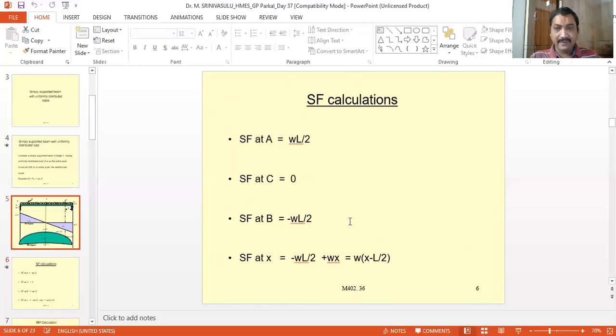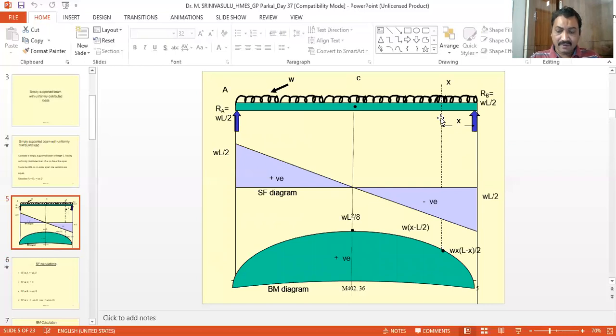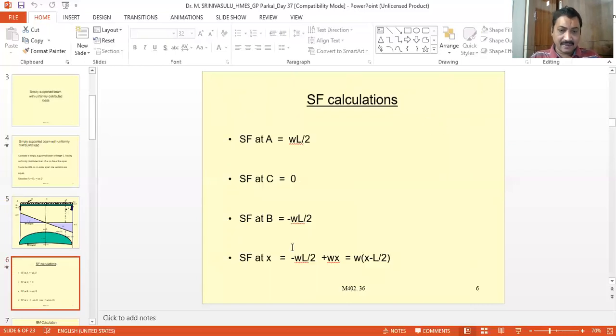Now if you want to find the shear force at a section X from the support, we have minus WL by 2, the support reaction at B, plus W into X, if we consider the right of the section. If we take W common, then it is W into X minus L by 2. So this is the general equation for the shear force. Now we have all the values of the shear forces at the salient points along the beam.